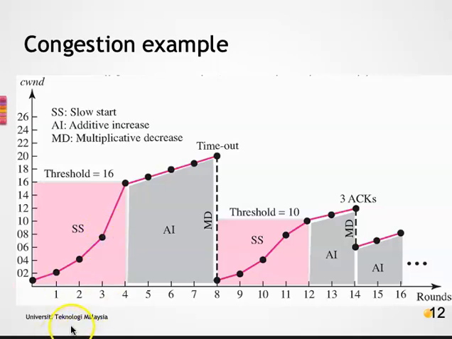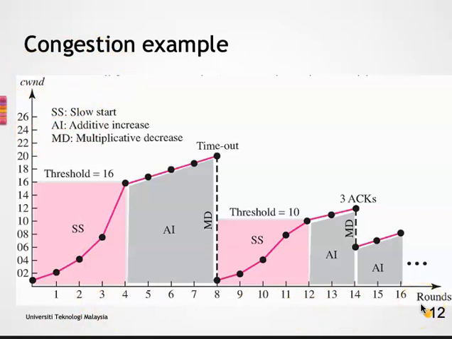So for the first case, if detection is by timeout, a new slow start phase will begin. However, if the detection is by 3 duplicate acknowledgements, this shows a weaker possibility of congestion, and a new congestion avoidance phase will start. For this possibility, a segment may have been dropped, or some segments may have arrived safely, since 3 acknowledgements are received. If we look at this example, this is the congestion window size versus the number of rounds.